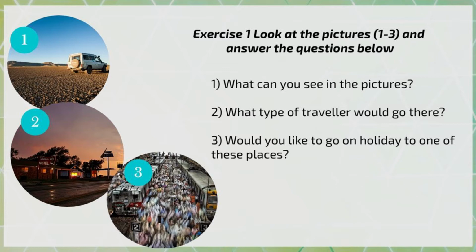All right, let's check it. Let's have a look at the first picture. In this picture, I can see a car driving through the desert. I think it's probably somewhere in Africa or in Australia. I think an adventurous person would only go there because it's dangerous. And as for me, I wouldn't like to go there on holiday because I don't like when it's too hot outside. Okay, let's move on.